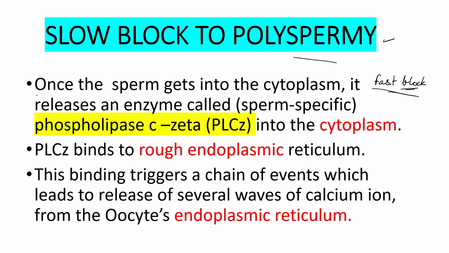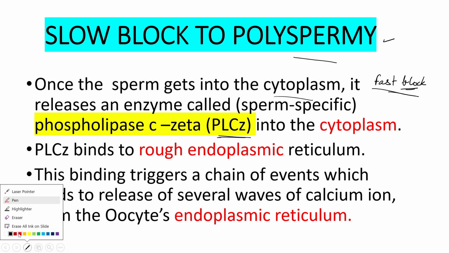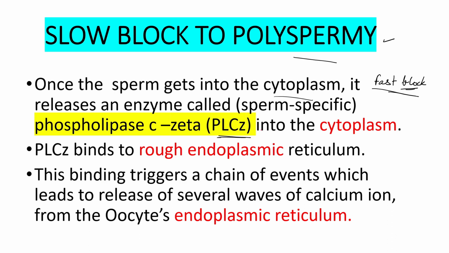Let's get started. Once the sperm gets into the cytoplasm, it releases a sperm specific enzyme called phospholipase C zeta, that is PLCz, into the cytoplasm. Now PLCz binds to the rough endoplasmic reticulum. Rough endoplasmic reticulum means the ER present in the cell.